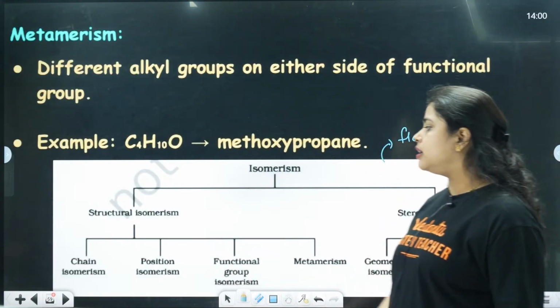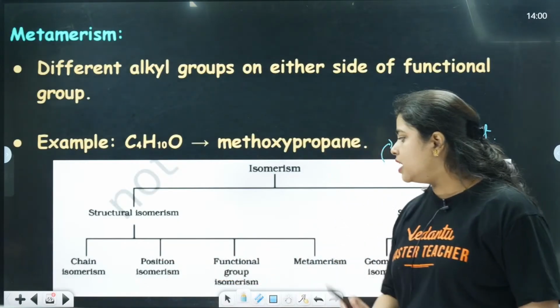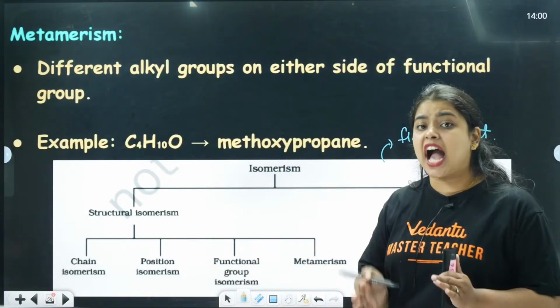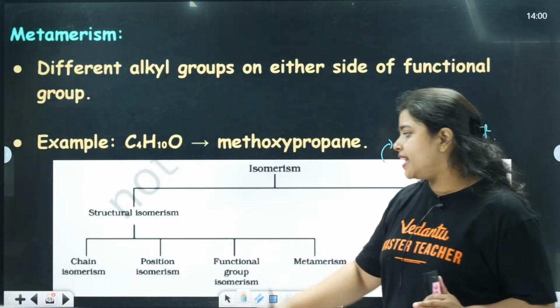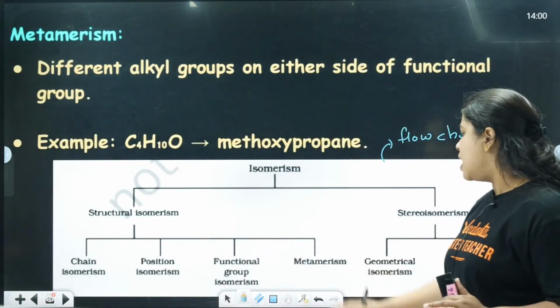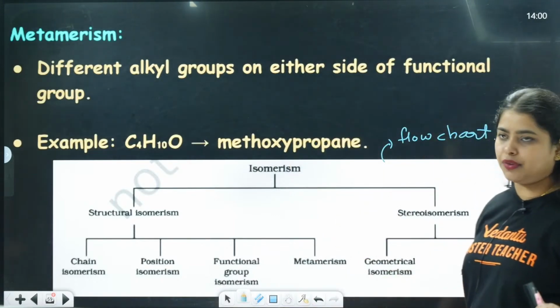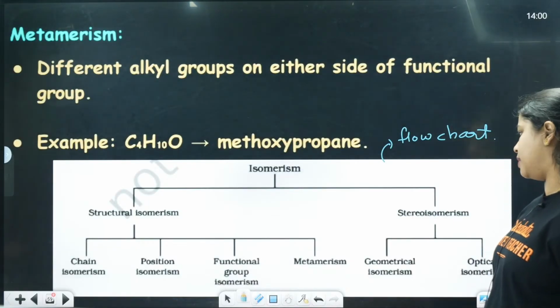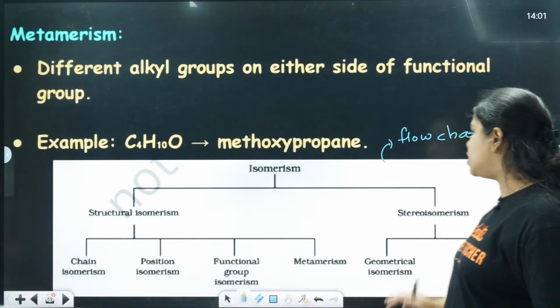Now we have learnt already about the chain isomerism. We learnt about the position isomerism: how the position of the functional group can differ. We learnt chain isomerism and saw an example. We just saw functional group isomerism. Metamerism is right above, we saw and checked it. So this is all called the structural isomerism. Now we are going to learn about stereoisomerism.